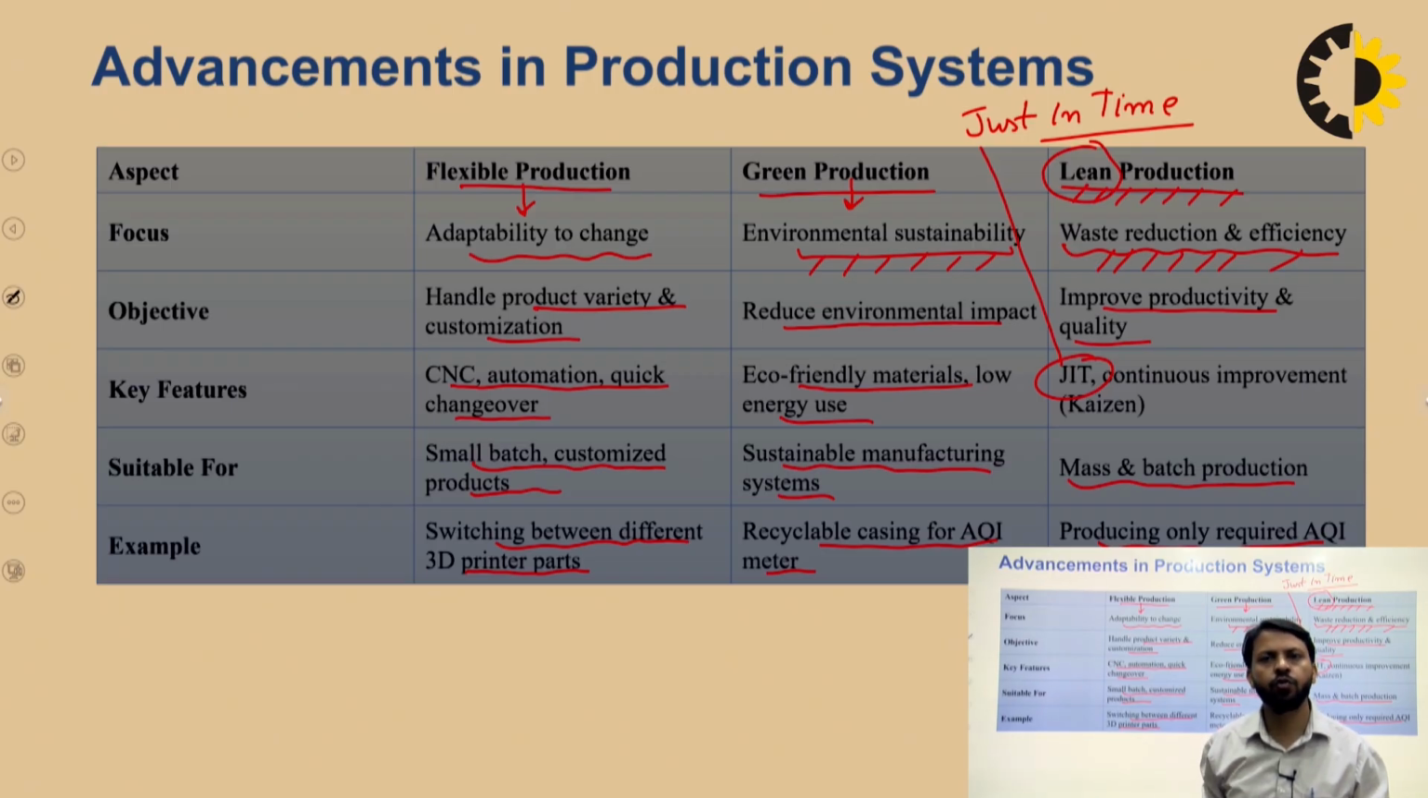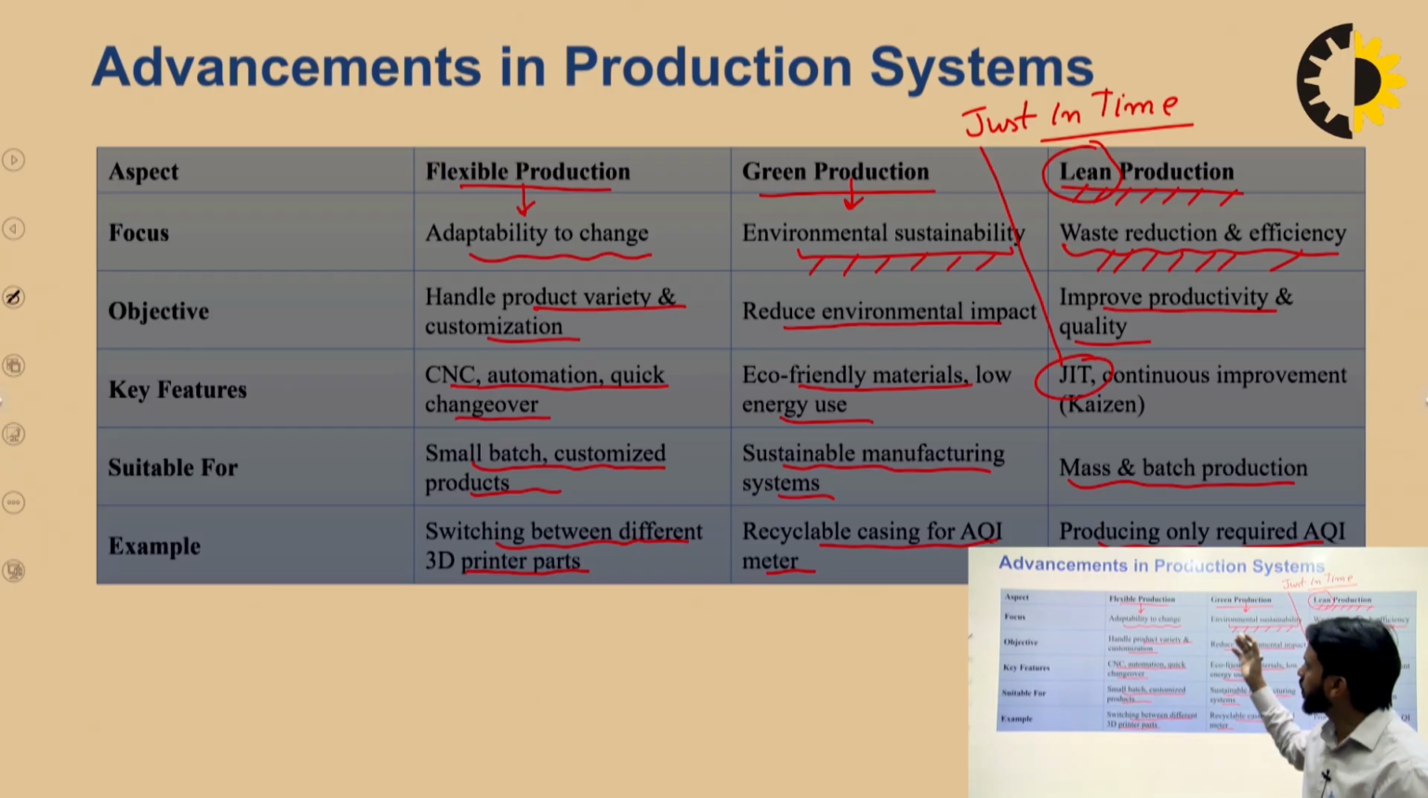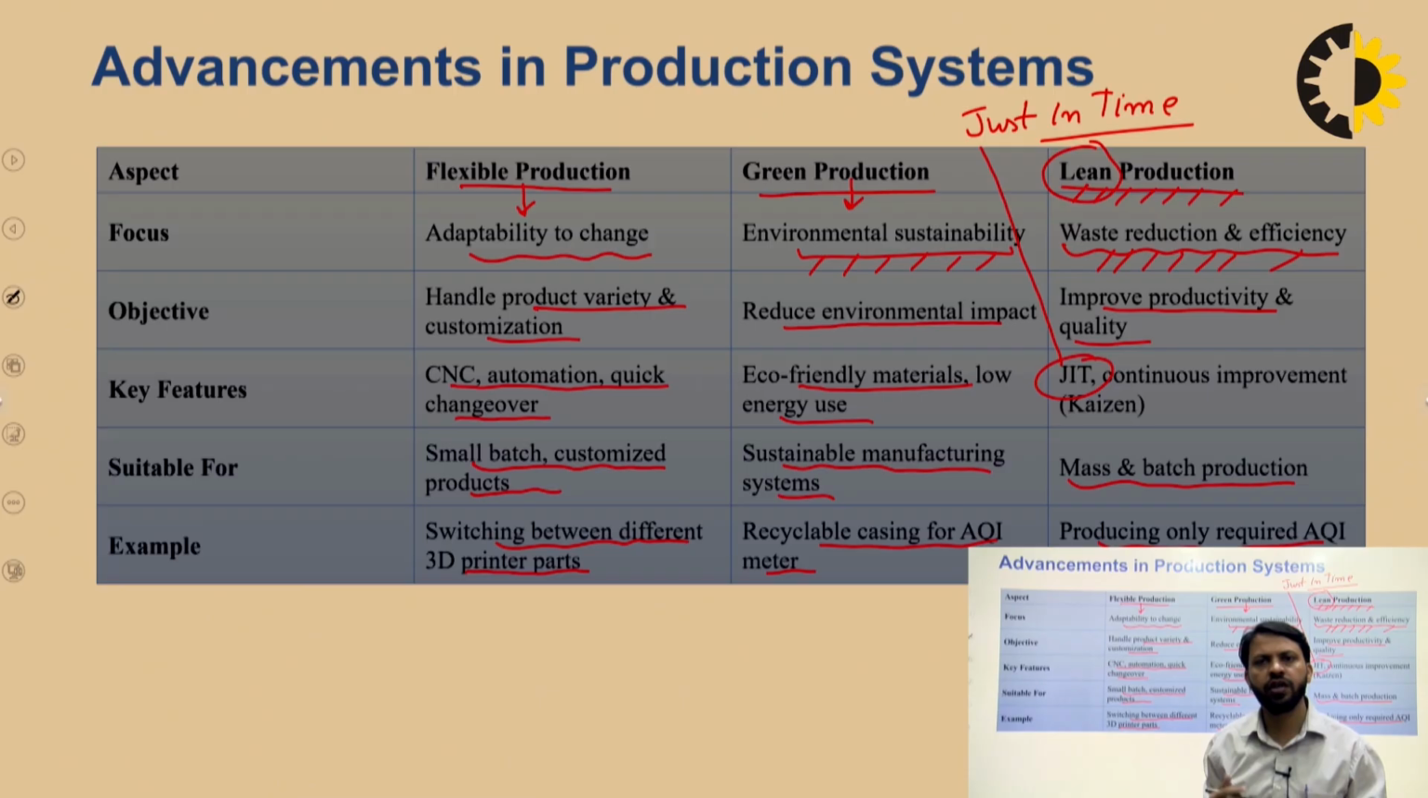They don't have so much space that they can use different types of inventory warehouses, and this is relevant. So these kinds of advancements in the production system, like flexible production, green production, lean production, are more relevant in today's era.